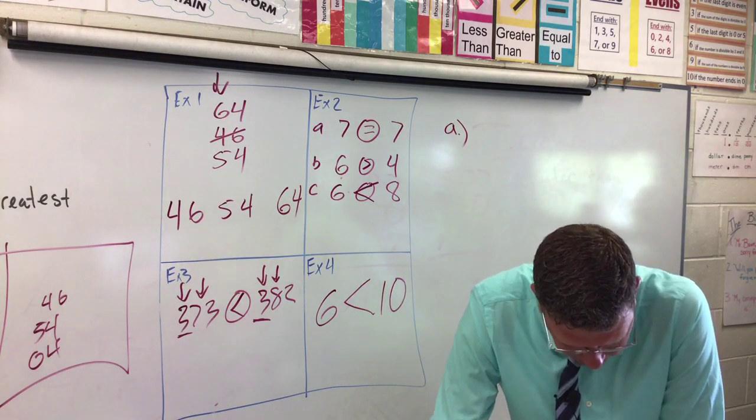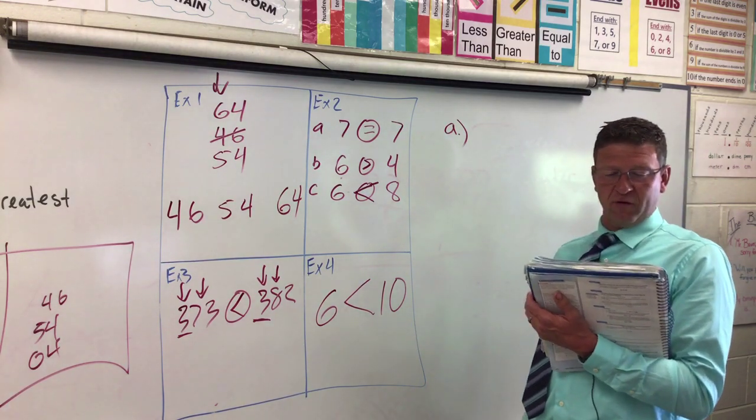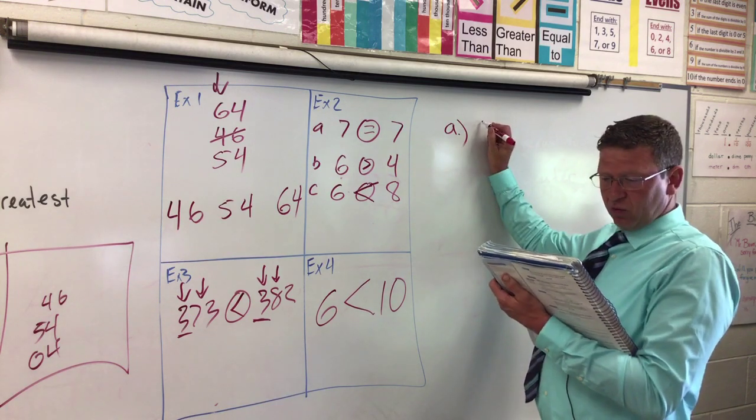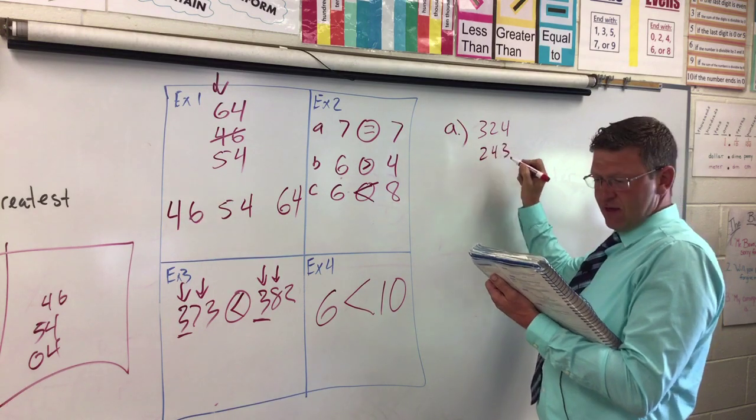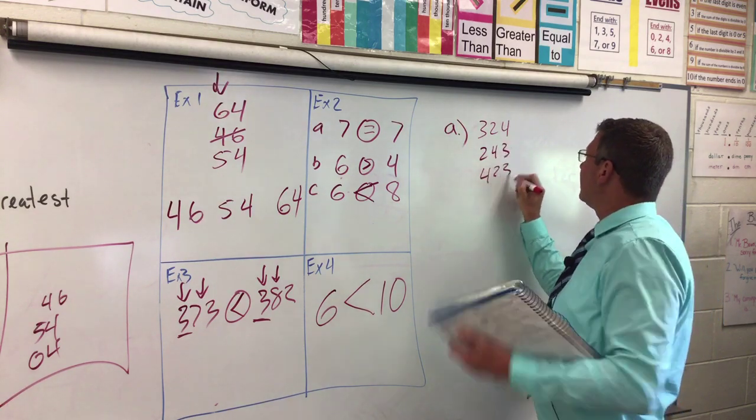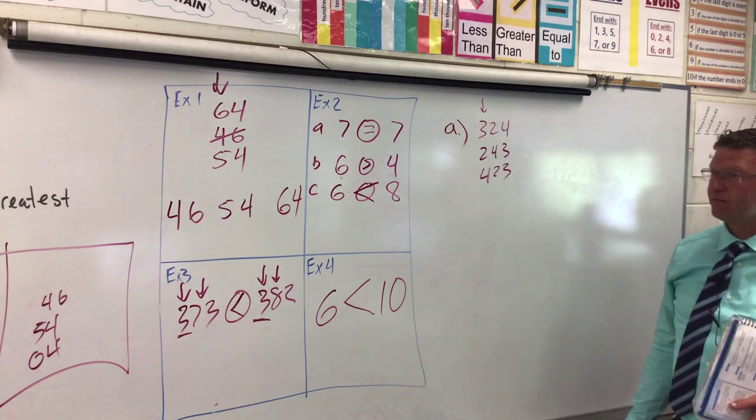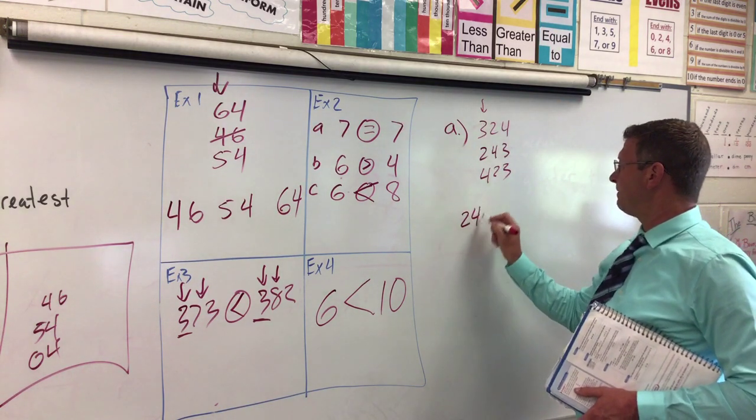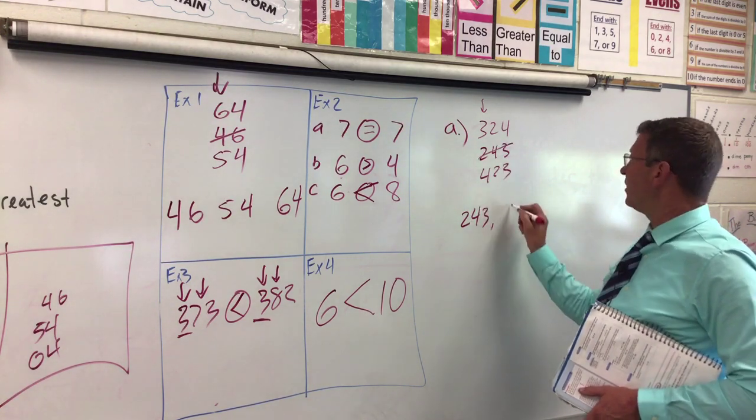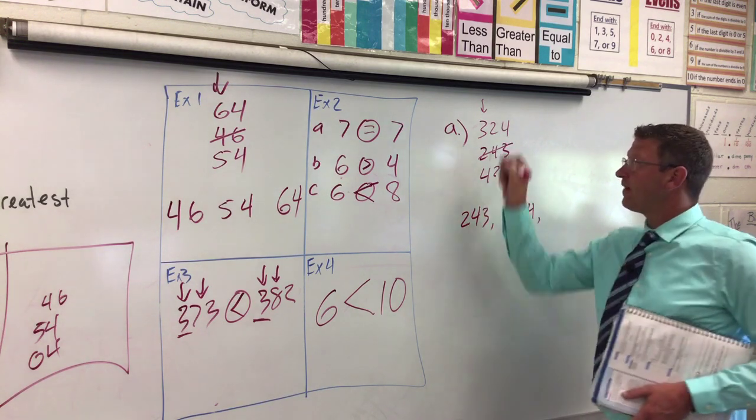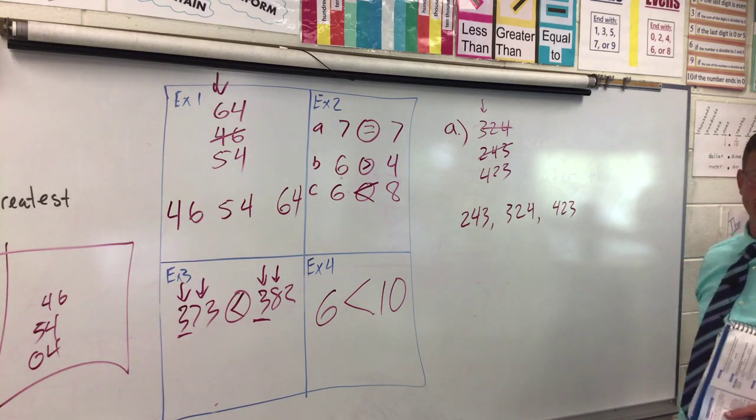A says write the numbers 324, 243, and 423 in order from least to greatest. Remember on this one, we're going to write them all down first. 324, 243, and 423. And now we're going to start in the hundreds column, and we're going to find the least. All right, 243, nice job. The second one would be 300s, good. 324. And the last one, 423. B.